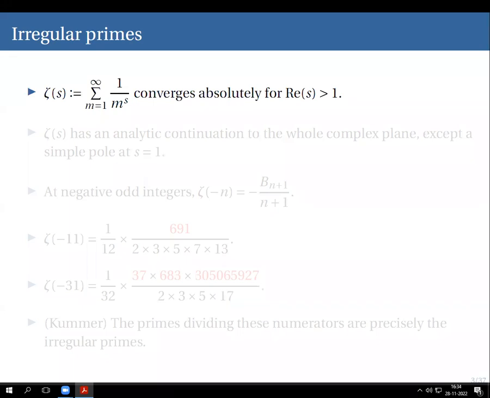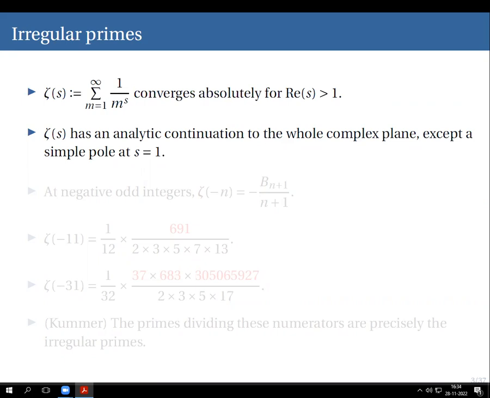So if you haven't seen these prime numbers, I want to talk about irregular primes. And so the story starts with the Riemann zeta function, which is the summation 1 over m to the s. Using calculus, you can show that it converges absolutely for real part of s larger than 1. And then using some complex analysis, you can show that it has an analytic continuation to the whole plane, except there's a simple pole at s equals 1.